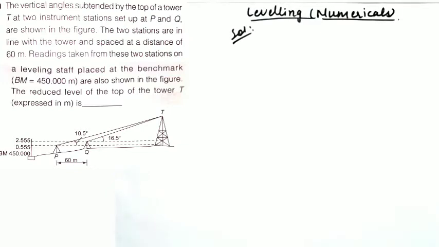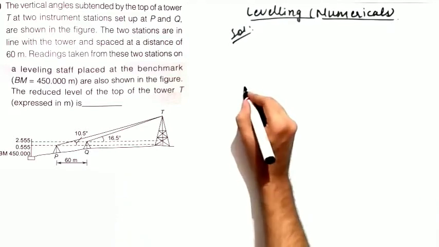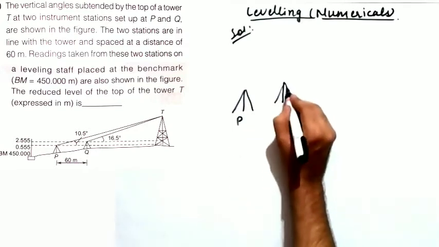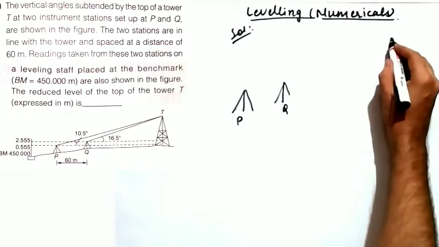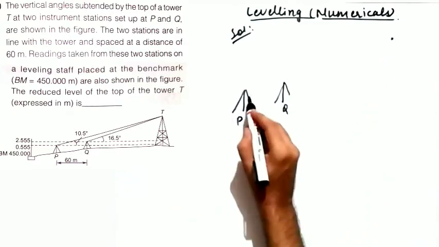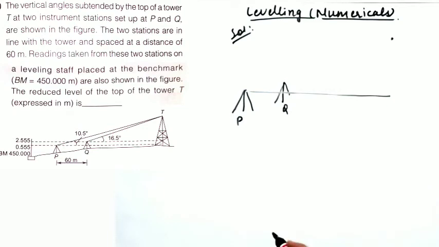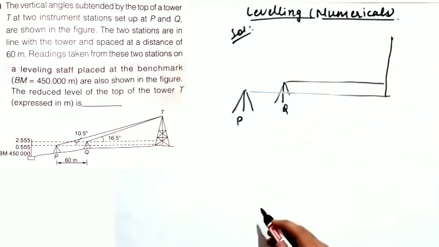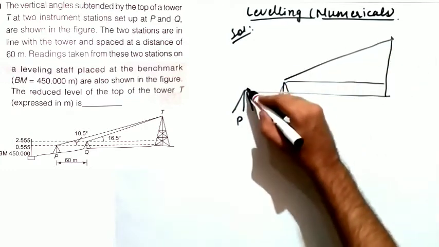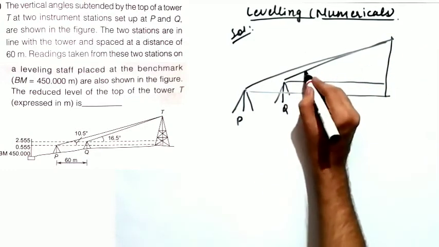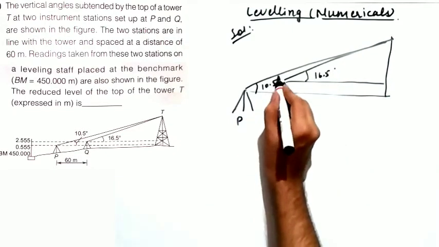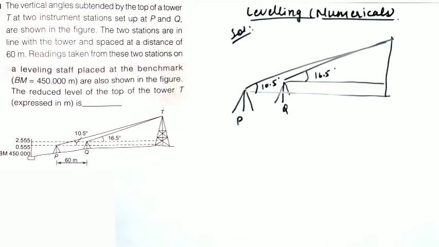Let us make the diagram so that it will be clear. This is point P. This is point Q, and here is a tower T, suppose. This is the line of sight of P up to the tower. This is the line of sight of Q up to the tower. This is the angle 16.5 degree, and this is 10.5 degree, that is subtended by P and point Q.